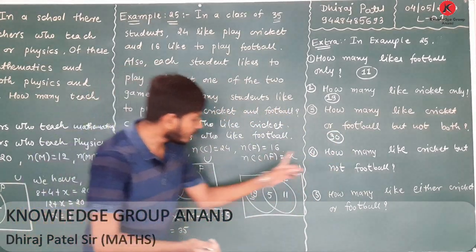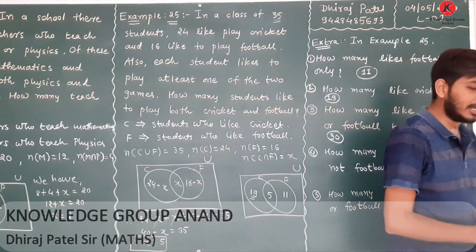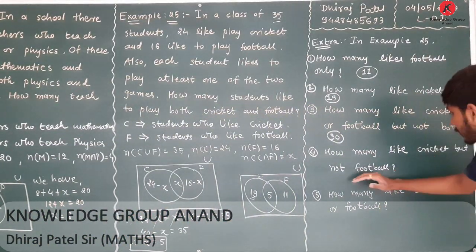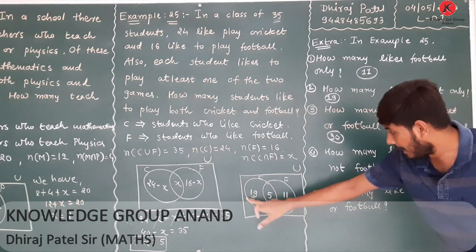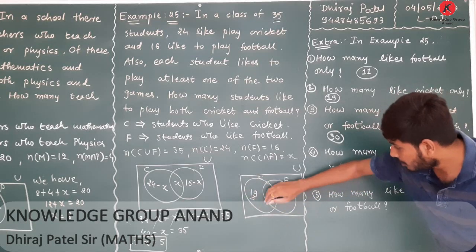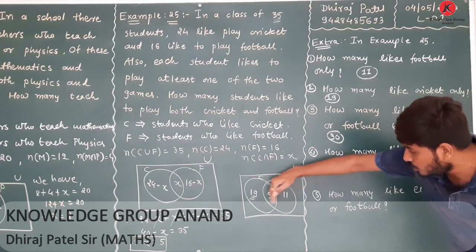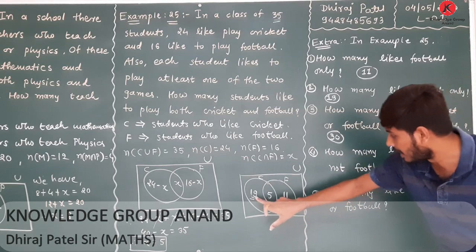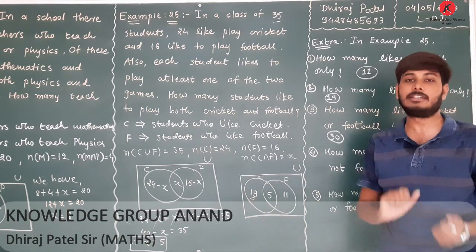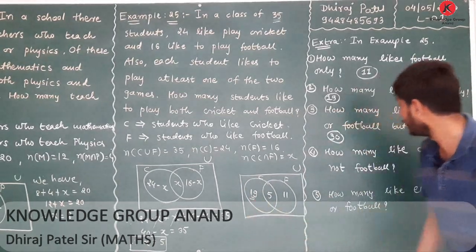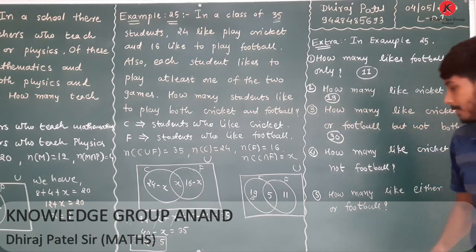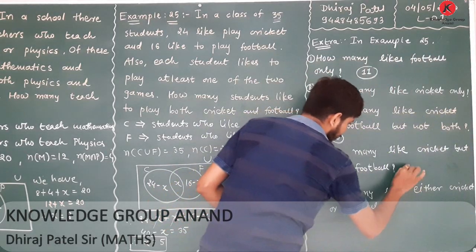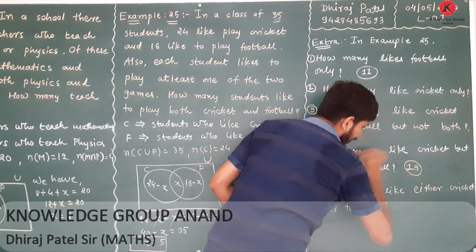Clear? Next one, fourth question. How many like cricket but not football? Cricket but not football, so you have to subtract this portion of football. Therefore the answer is only 19. This is similar to the question number 2. Therefore the answer of this question is 19.